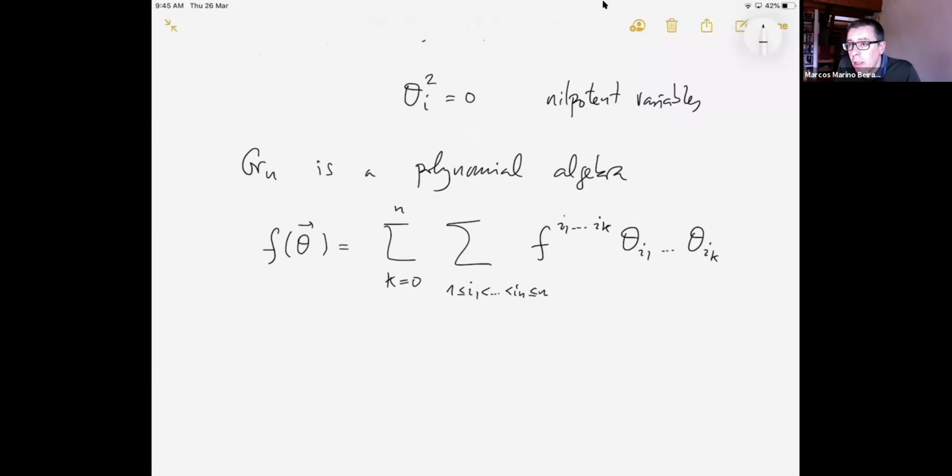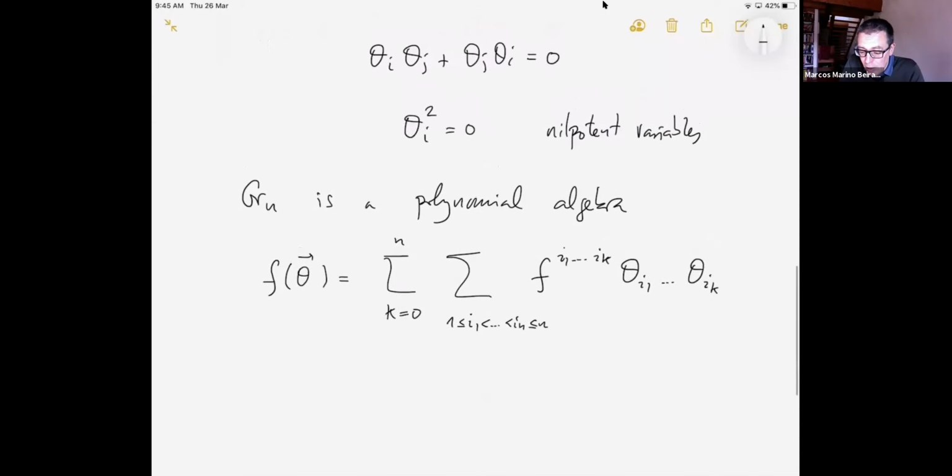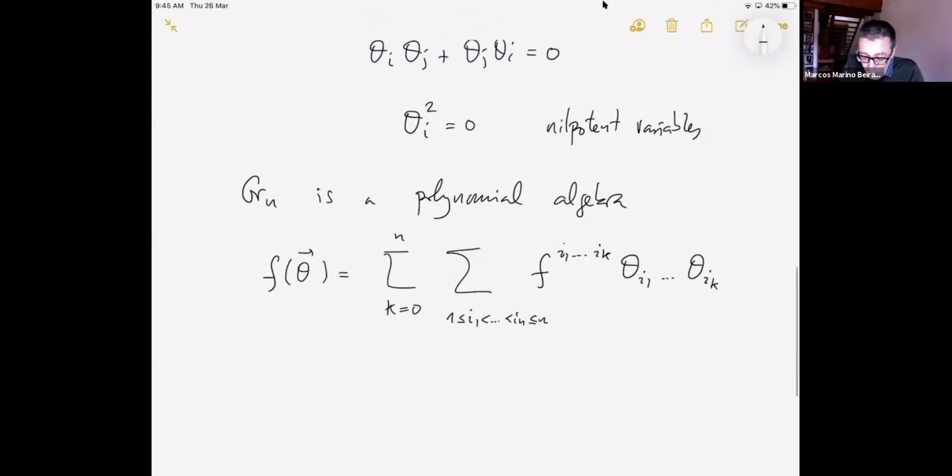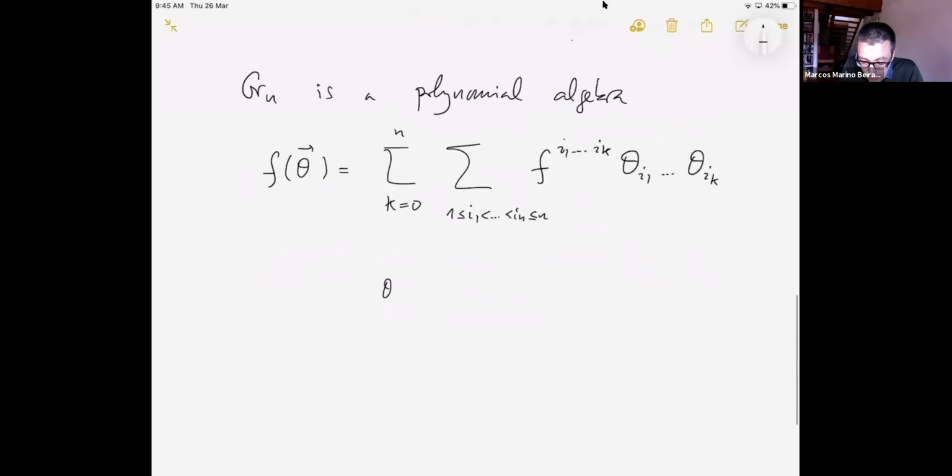Now it's clear that if you have n generators, you cannot have more than a polynomial of degree n, because any polynomial of degree n plus 1 in these variables has to be 0. And this is just because of this nilpotent property. I mean, if you have a product of more than n generators, some of these generators will have to be repeated. Some generator will have to appear here more than once. But then, for example, you have theta 1, theta 3, theta 3, theta 3, theta 3, theta 4, theta 1. This is 0.